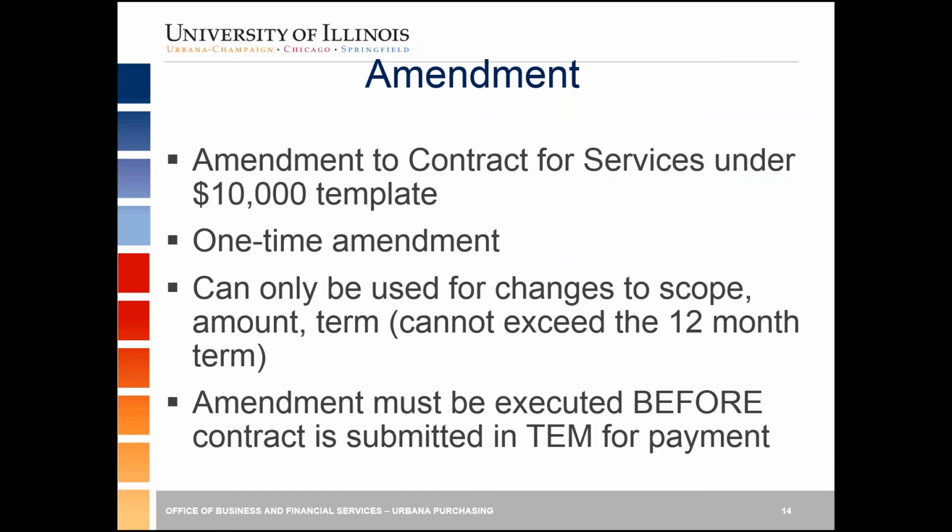Amendment. The new CFS under 10,000 template, units are authorized to make one amendment by using a new amendment to contract for services under 10,000 template in 3 specific situations that are outlined in the template instructions. 1, to modify the scope of work. 2, to increase or decrease the cost as long as the total cost remains under 10,000 for the life of the contract. Or 3, to extend the term of the contract as long as the total term of the amended contract does not exceed 12 months.